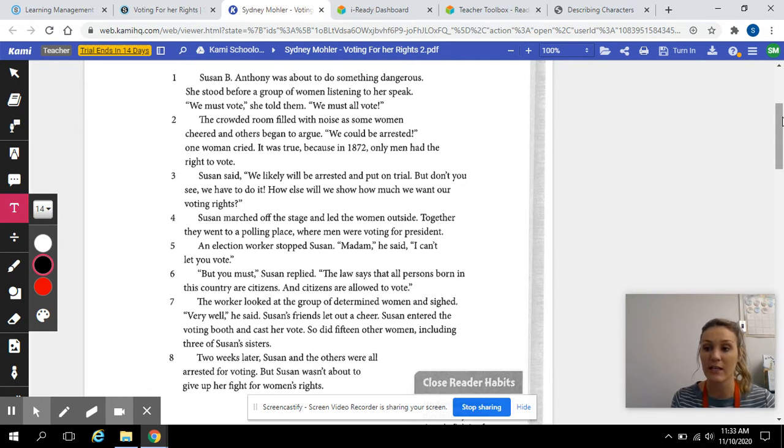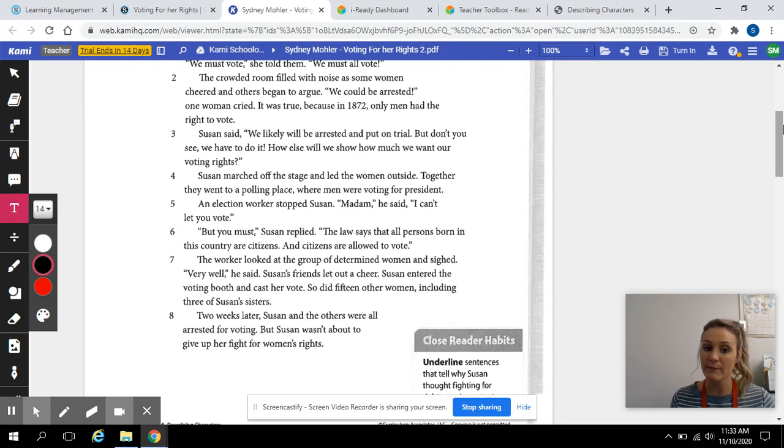Susan marched off the stage and led the women outside. Together, they went to a polling place where men were voting for president. An election worker stopped Susan. "Madam," he said, "I can't let you vote." "But you must," Susan replied. "The law says that all persons born in this country are citizens, and citizens are allowed to vote." The worker looked at the group of determined women and sighed. "Very well," he said. Susan's friends let out a cheer. Susan entered the voting booth and cast her vote. So did 15 other women, including 3 of her sisters. 2 weeks later, Susan and the others were all arrested for voting. But Susan wasn't about to give up her fight for women's rights.